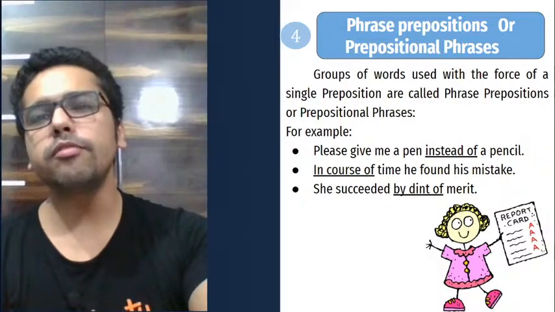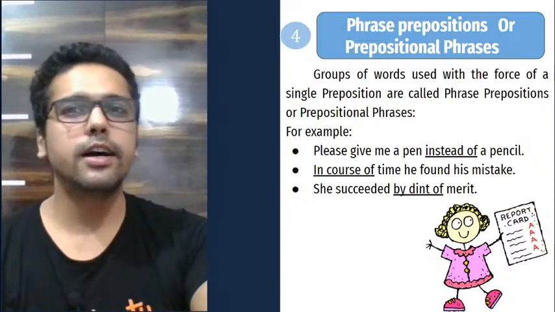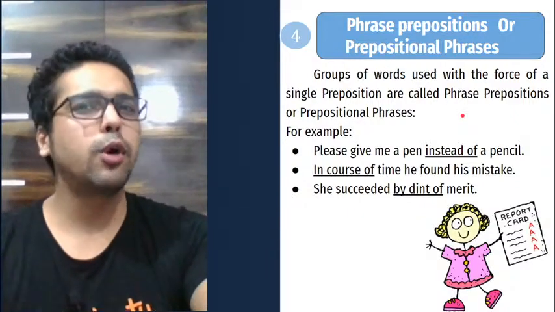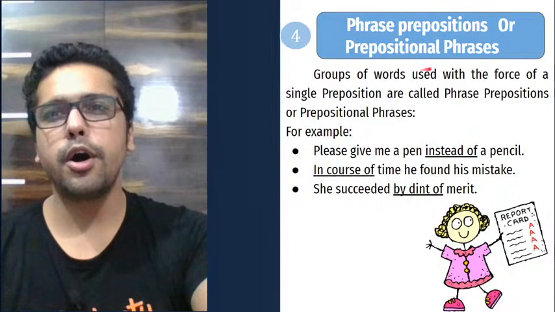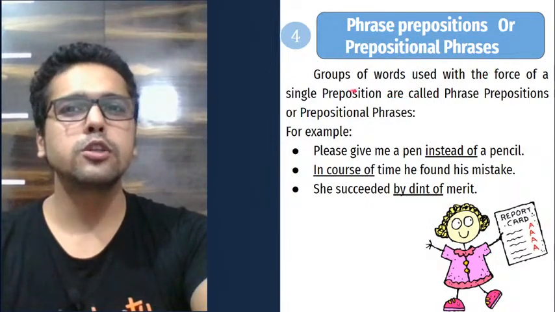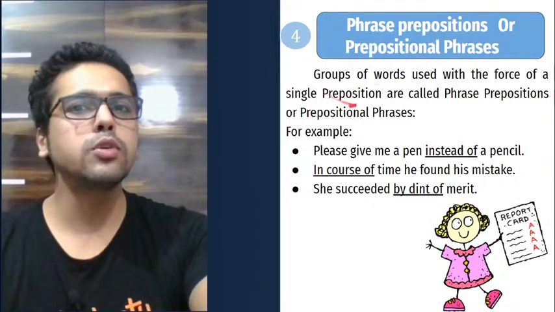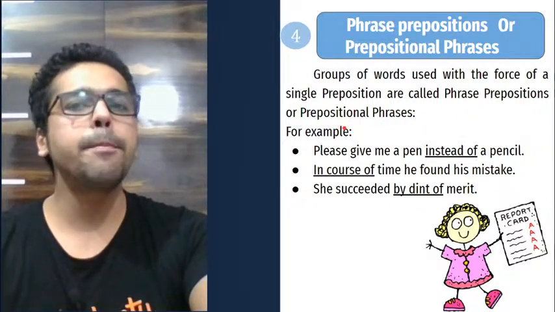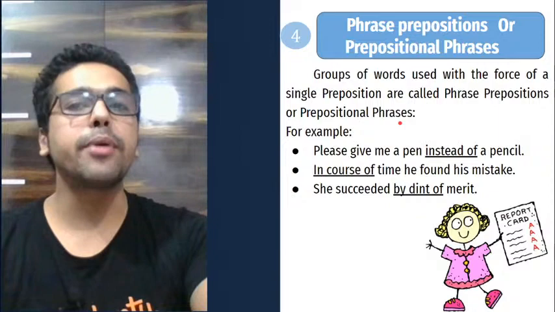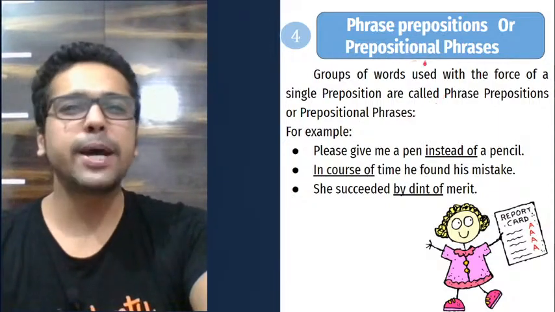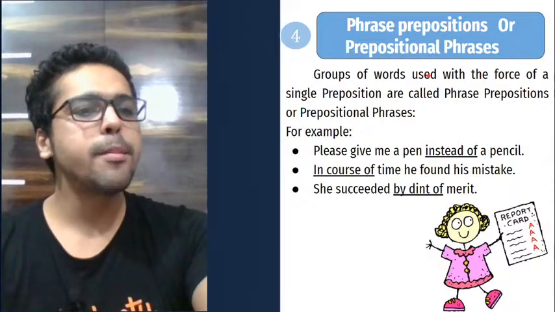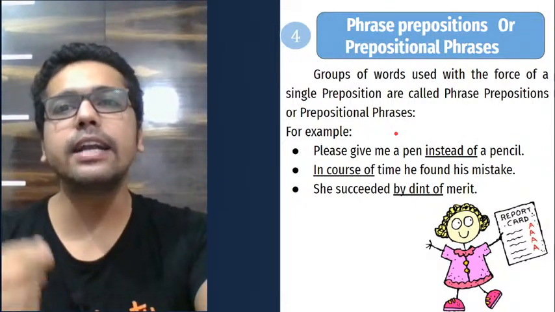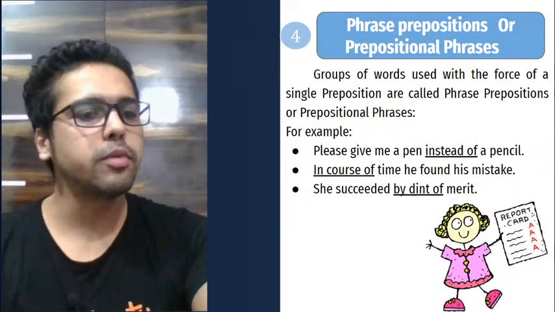Now, why do we call it a phrasal preposition? These are phrases which are doing the work of a preposition. That's why we call them a phrasal preposition or prepositional phrases. Look at this here. A group of words used with the force of a single preposition is called a phrase preposition, or you can call them prepositional phrases. And by the way, don't pronounce it preposition, pronounce it as prepositional, because these are phrases and they act as a preposition. They have the function of a preposition.